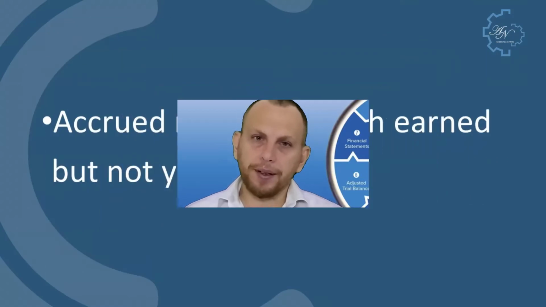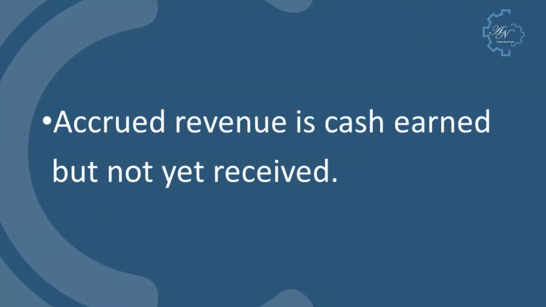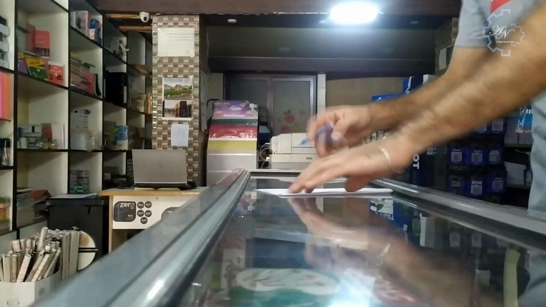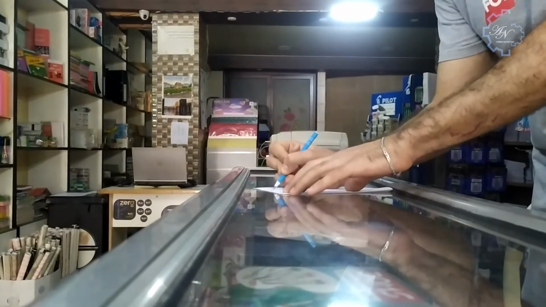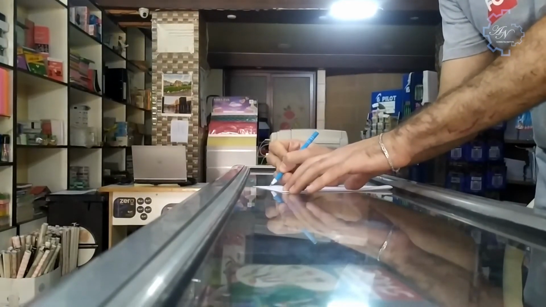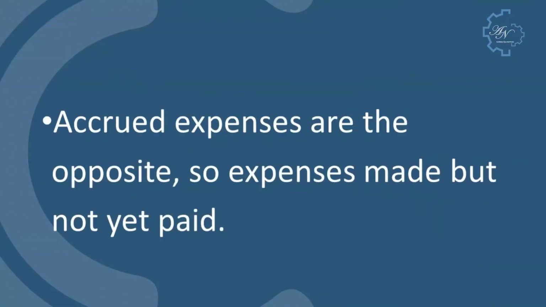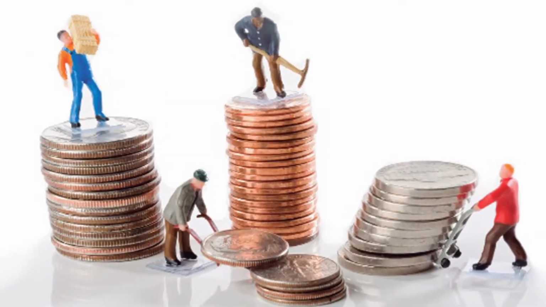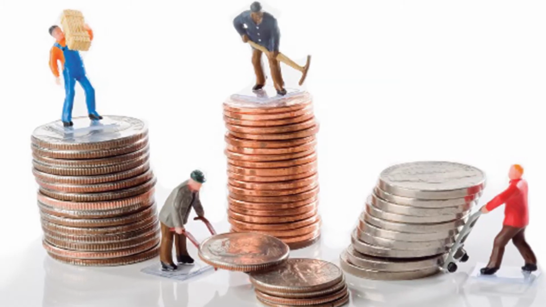Accruals, on the other hand, are revenues and expenses you haven't immediately recorded. Accrued revenue is cash earned but not yet received. If a customer delays a payment for a month, that transaction is recorded as accrued revenue. Accrued expenses are the opposite, so expenses made but not yet paid. A common example is not paying your workers the salary until the end of the month.